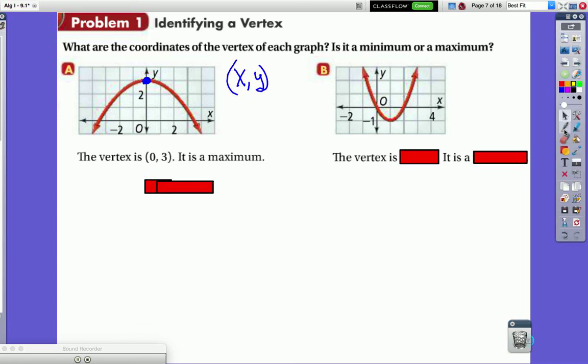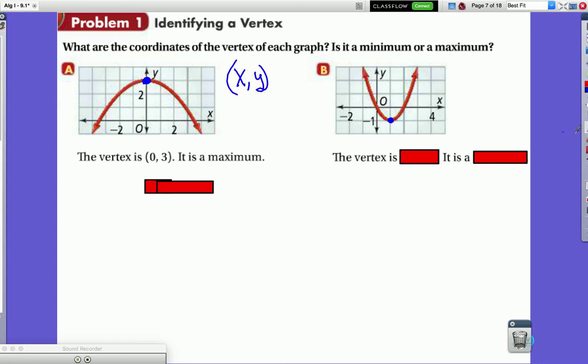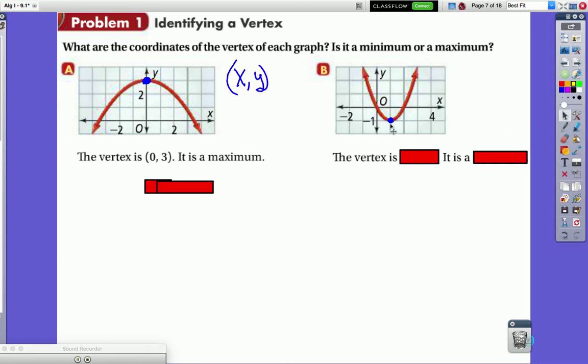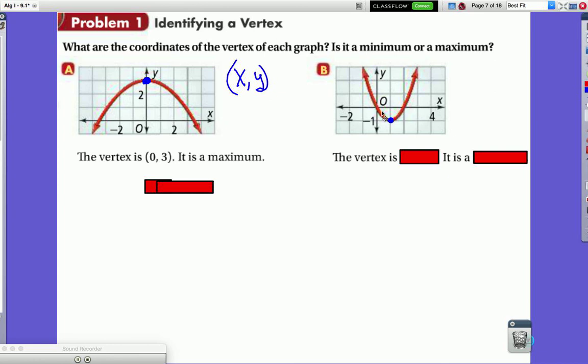The second graph, this one is opening up. We look for the lowest or the highest point, and that is right here. That is called the vertex. If we look, it goes over 1 and down 1, so 1, negative 1. Since it opens up, this is the lowest point, which is a minimum.